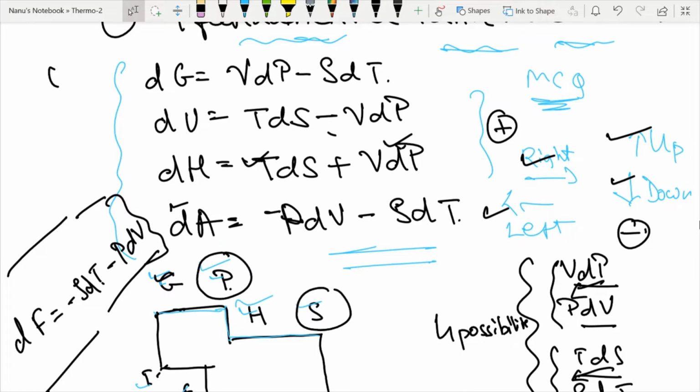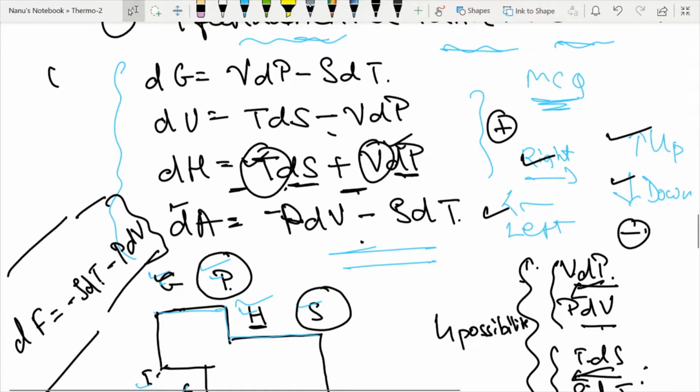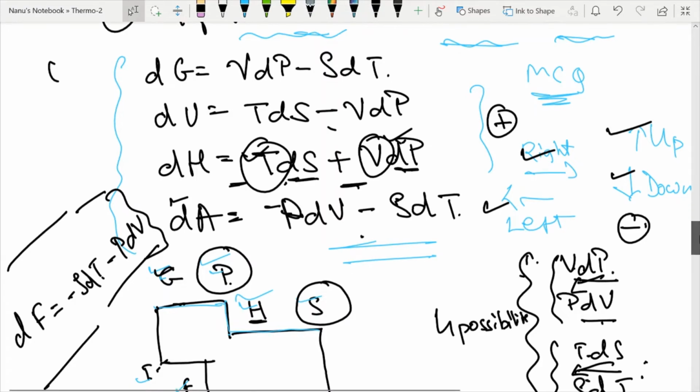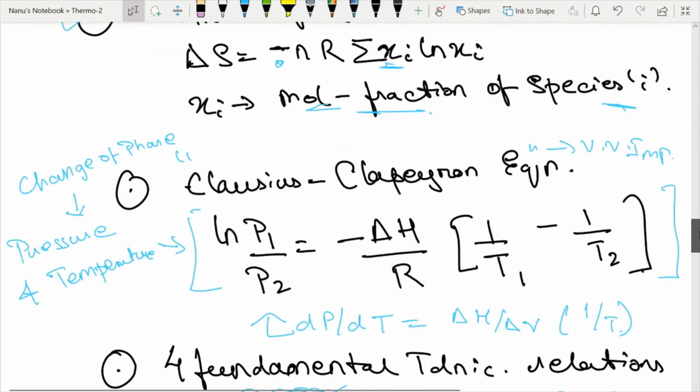I'm looking at the adjacent positions of the parameter that I'm calculating, and I have to put that in the derivative part. And depending on the four possibilities, which is very easy to remember, as I said, it's either VDP or PDV, either TDS or SDT. Depending on the four possibilities, we can put this first letter very easily. And for the sign, we have to look whether it's going on the right hand side or upward side, or on the left side or down side. So using that, we can find all the four thermodynamic equations, right?